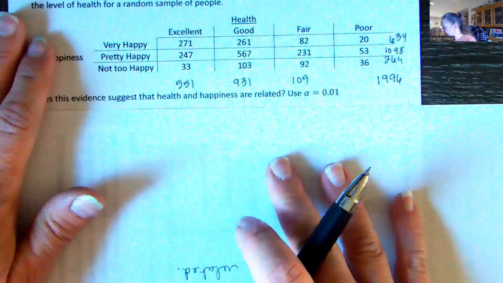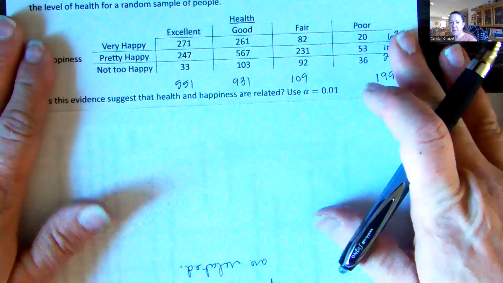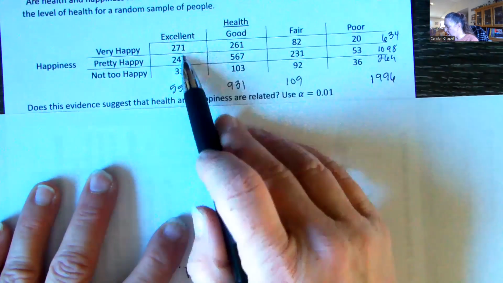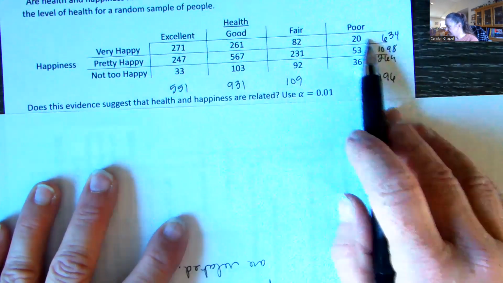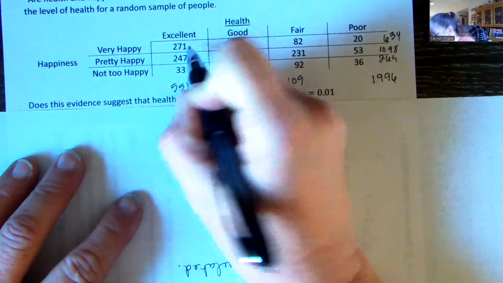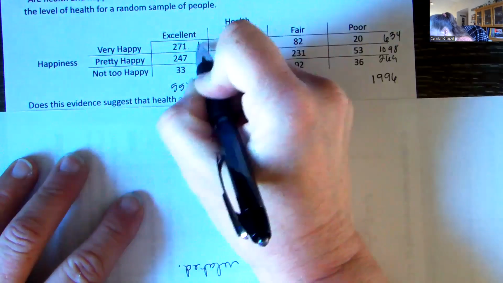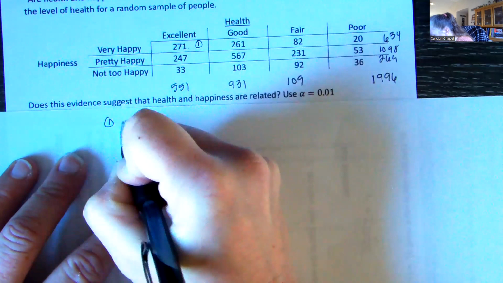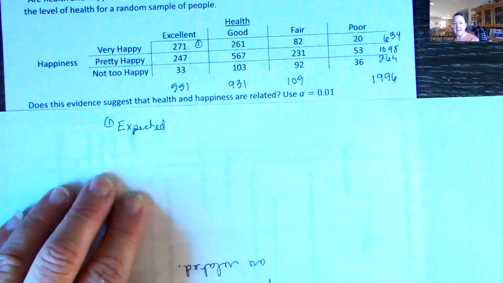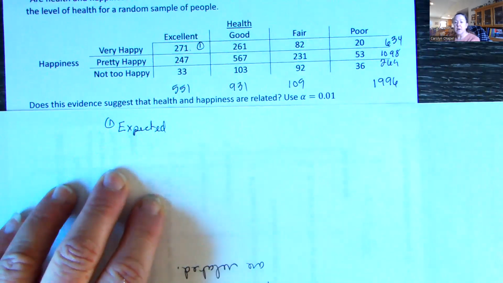Okay, I'm going to go back up to our table. I wanted to show you how you would find an expected number. And if we had to do this by hand, we would have to do this for all of these pieces. So we'd have to do this for all 12 spots. So I'm just going to do this expected up in this very first column. So I'm going to call this column number 1.